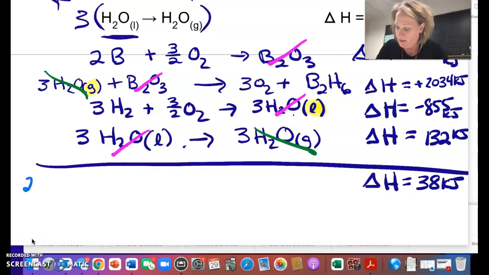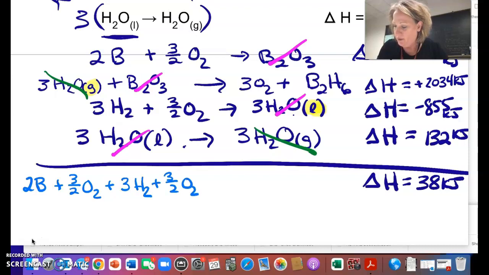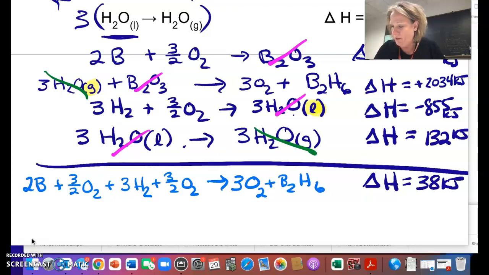So I'm going to take what didn't cancel right now. So I have this from the first reaction still left. I have 3 hydrogens, another 3/2 oxygen. So everything that would be on the reactant side that didn't cancel so far, because I do have to cancel more, but then I have 3 moles of oxygen, the B2H6 over here.